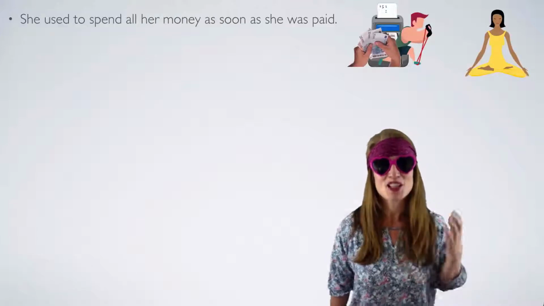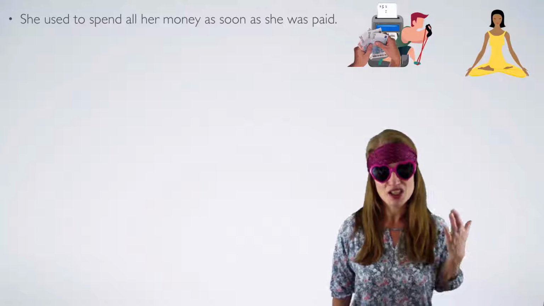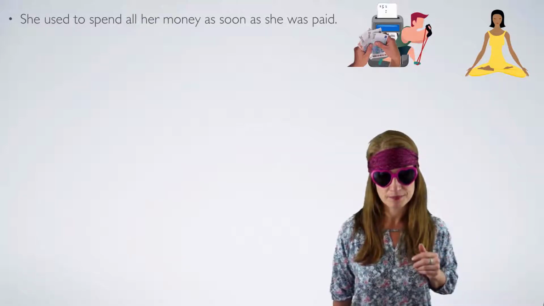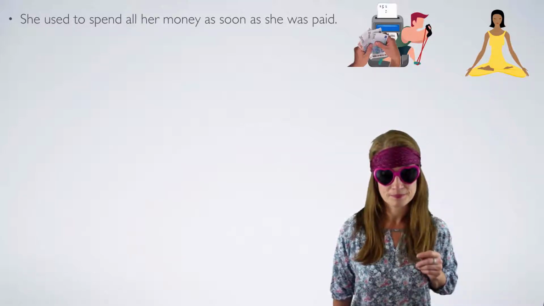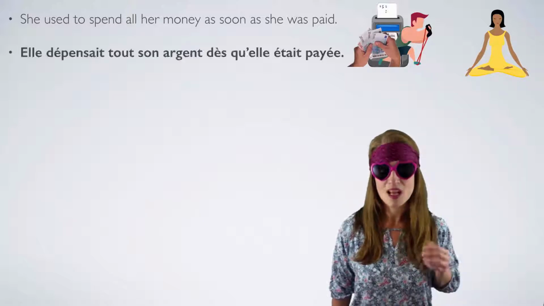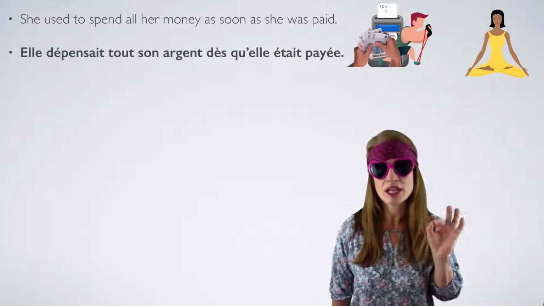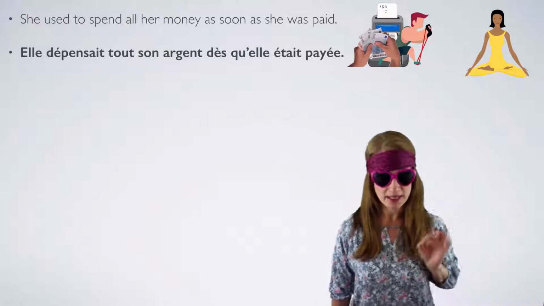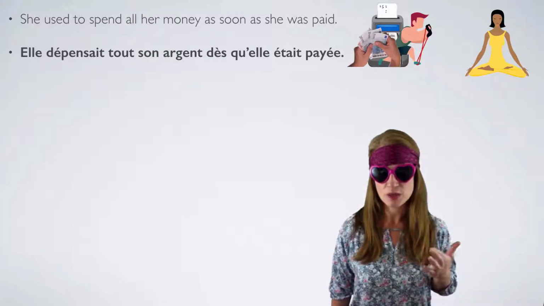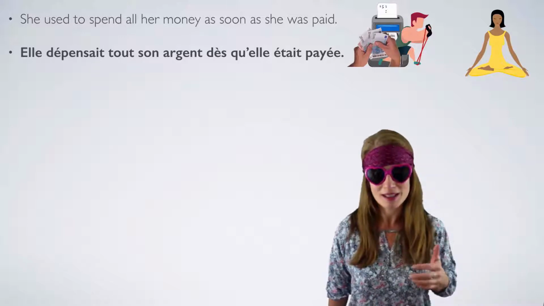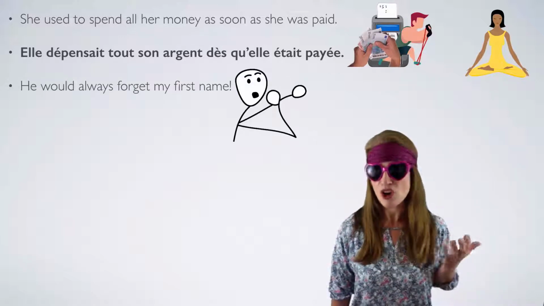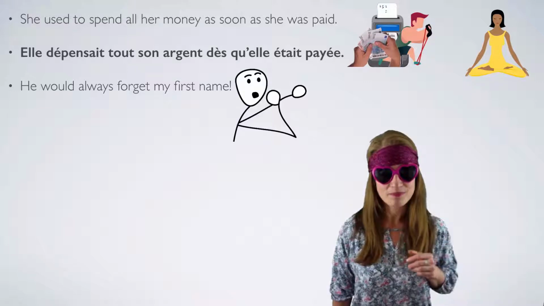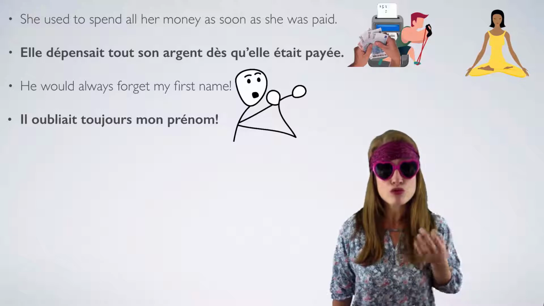Okay, let's now put all these ER verbs into the imperfect in context. She used to spend all her money as soon as she was paid. Elle dépensait tout son argent dès qu'elle était payée. The fancy word for as soon as was aussitôt qu'elle était payée. He would always forget my first name. Il oubliait toujours mon prénom.